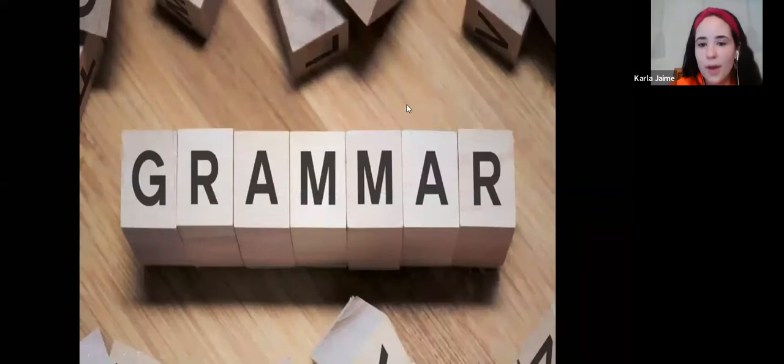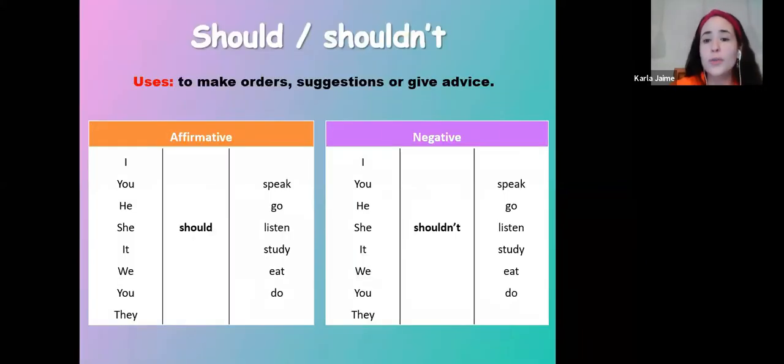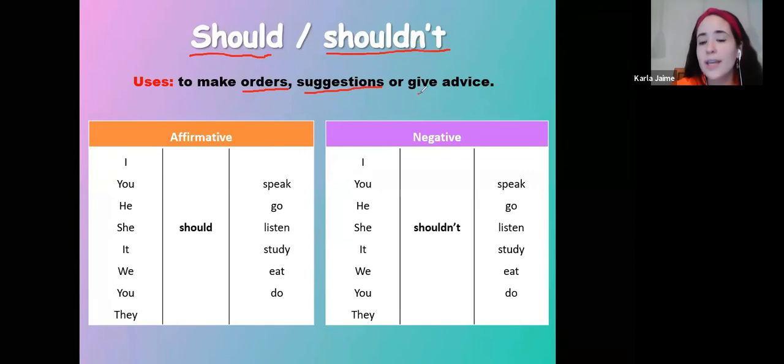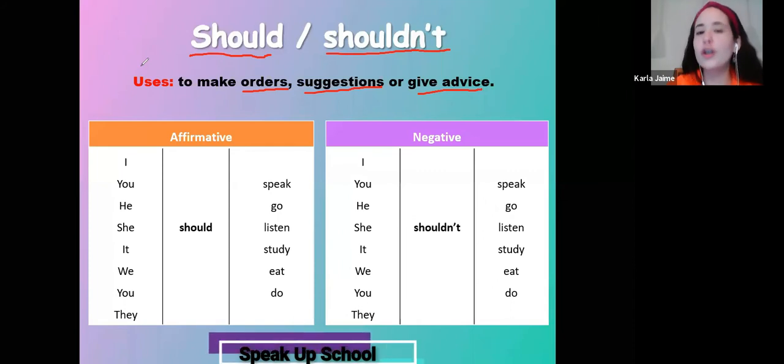Let's learn some grammar for today. So I told you we were going to learn should and shouldn't, all right? So we have should and shouldn't. Okay, so should and shouldn't, we use it to make orders, suggestions, or to give advice, all right? I just want this to be really clear, so I'm gonna say it in Spanish. Should in Spanish is deberías, okay? Deberías de ir al doctor. You should go to the doctor.